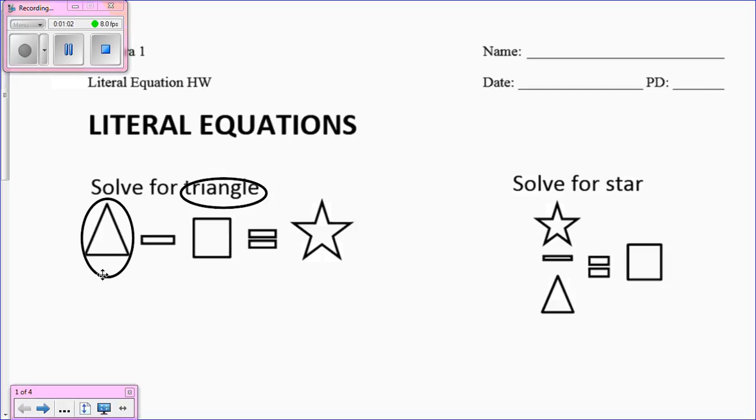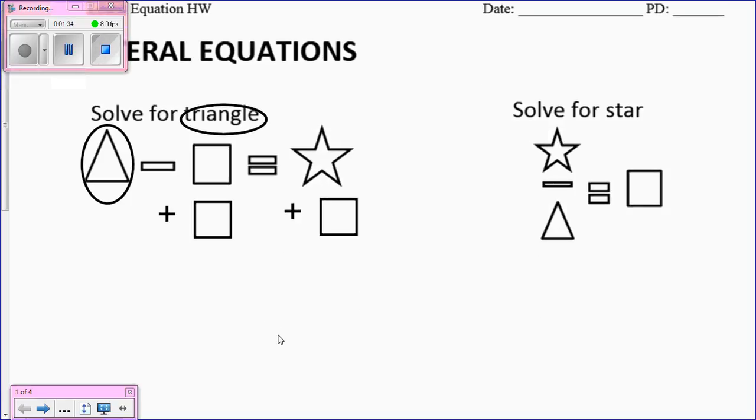So here I've got a triangle. I'm trying to get it by itself. That's what it means to solve for it. So how do I get this triangle by itself? Well, I need to look at what's happening to the triangle. The triangle minus a square gives me a star. So I'm subtracting a square from the triangle. If I'm going to get this triangle by itself, I need to get rid of the square. I do that by using the inverse operation. So instead of subtracting, I'm going to add a square to both sides.